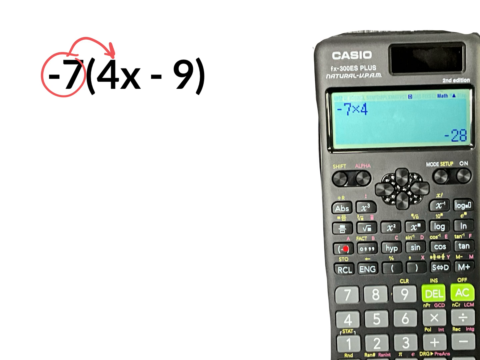Type in the negative button, and then the 7, and then the multiplication sign. Or you could technically even do parentheses if you wanted to, but let's go with the multiplication sign. Okay, so negative 7 times, and then type in 4. That'll be a negative 28.